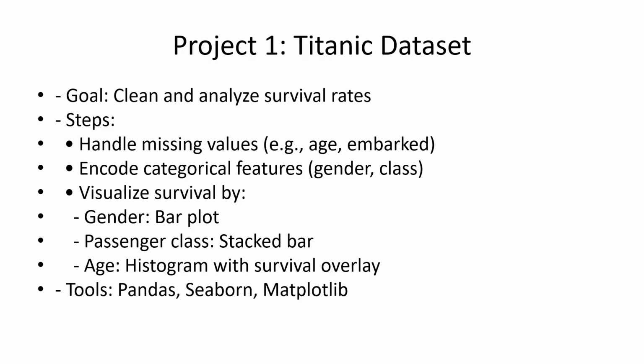Our first project is analyzing survival rates from the Titanic dataset. The goal is to clean the data, encode categorical features, and explore survival trends by variables like gender, age, and class. Steps include handling missing values in the age and embarked columns, encoding gender and passenger class into numerical variables, and visualizing survival rates using bar plots, stacked bars, and histograms. For example, we'll create a histogram with survival overlay by age to understand how age influenced survival outcomes.